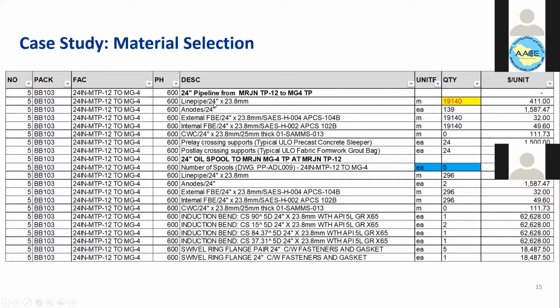So once we receive the MTOs, you send them to the market and get a price for all this listed material. And you can see it here. Against each quantity, we have a price. And this comes from the market, from the different vendors. And usually we approach more than one vendor, and we select the lowest price.